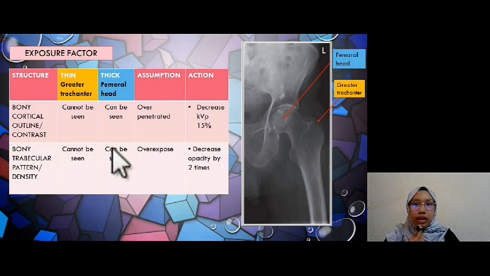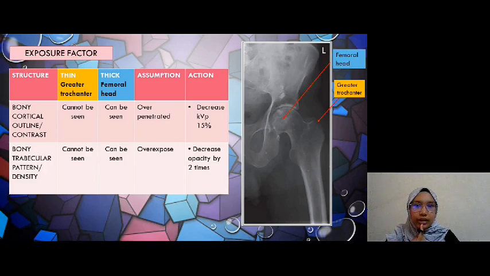Okay, for the MAS, the MAS used is overexposed for detail and density. This is because the bony trabecular pattern of thin structure, which is greater trochanter, cannot be seen, and the bony trabecular pattern of thick structure, which is femoral head, can be seen. So the MAS must be decreased by 2 times.